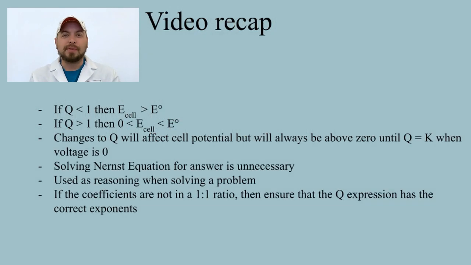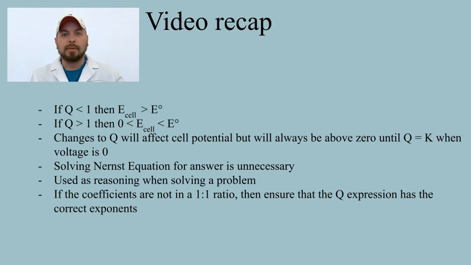So that wraps up today's video. Let's do a quick recap. Today we learned how to use the Nernst equation both qualitatively and quantitatively. Remember that when you are using the Nernst equation, if your Q value is less than 1, your voltage is going to be greater than that at standard conditions. If your Q value is greater than 1, then your voltage is going to be less than that at standard conditions, but still greater than 0. When you're using the Nernst equation, you never have to actually calculate the voltage of the cell, but you can use the Nernst equation as your supporting evidence to be able to describe what the relative voltage change would be.